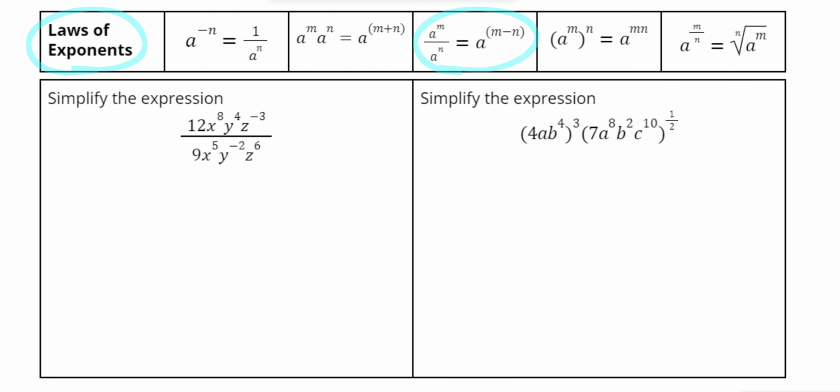This rule is saying that if two exponents have the same base and are being divided, you take the exponent at the top minus the exponent on the bottom. Here's what that looks like.